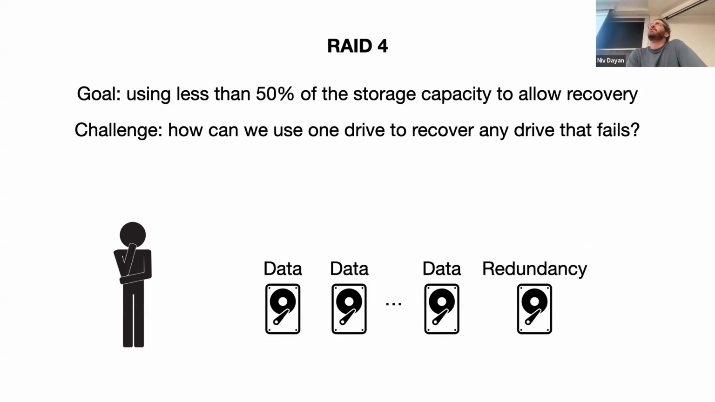So with RAID 4, so far we've only seen designs with redundancy that involve sacrificing at least 50% of your storage capacity to be able to recover from failure. Suppose that I don't want to waste 50% of my storage capacity. So what might I do? How could I use less than 50%? How could I use, ideally, just one drive for parity? Suppose I have n drives, and my challenge to you is to come up with a way that will only use one drive for parity, and we'll still be able to recover from any single drive failing.